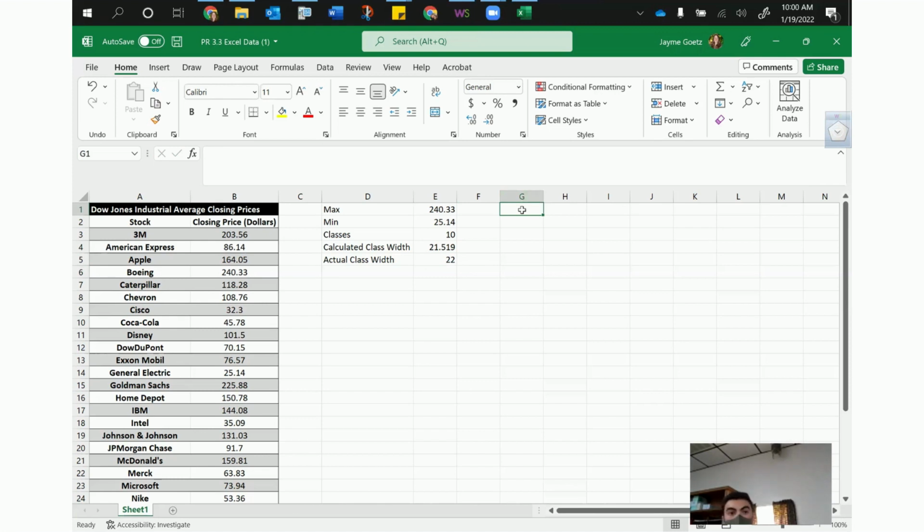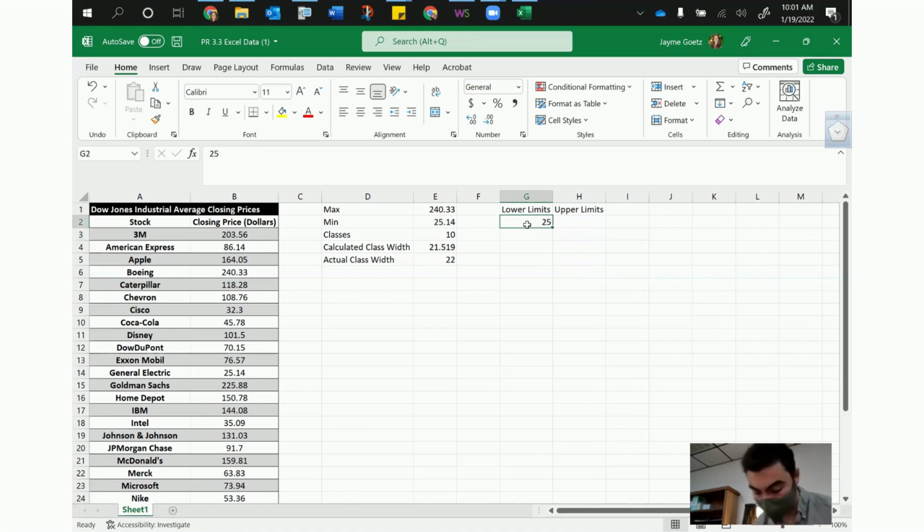Next, we're going to find our class limits. We have 2 different types of limits we have to find: the lower limits and the upper limits. To find your lower limits, you're looking for the absolute lowest that I want to go. My lower limit has to encompass my minimum. So if my minimum is 25.14, maybe my lower limit is going to start at 25.